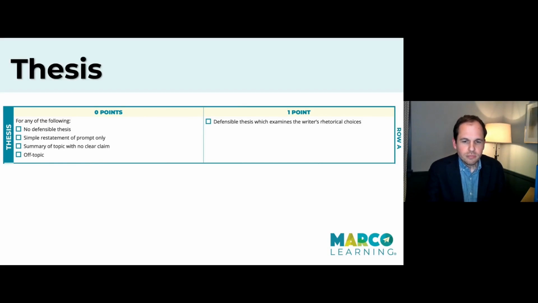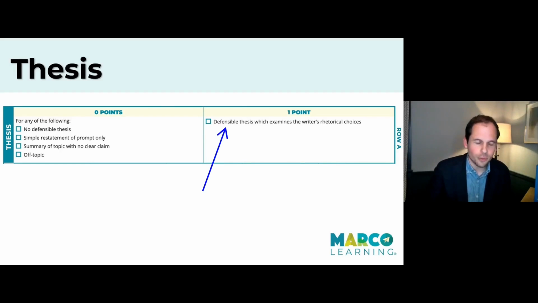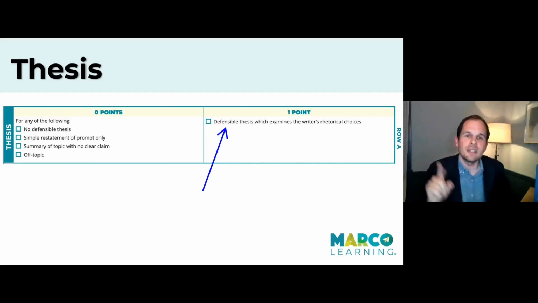So the way it works is you have to have a defensible thesis which examines the writer's rhetorical choices. The prompt says, examine the writer's rhetorical choices. You have to do that, and it has to be defensible.